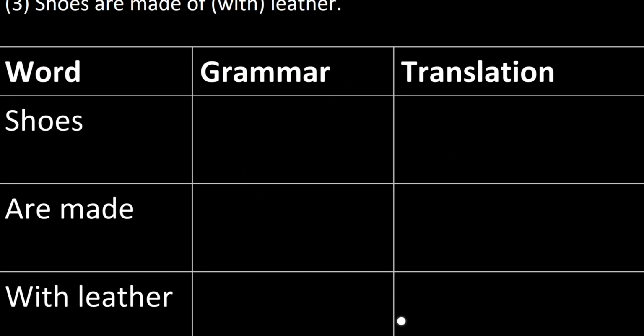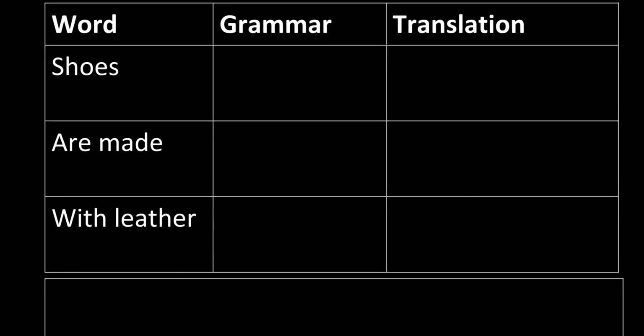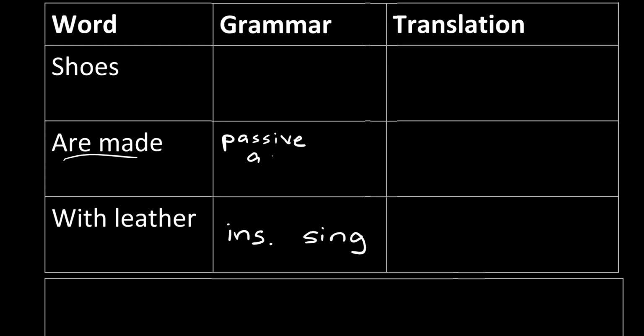So our example sentence is going to be: shoes are made of or with leather. They're showing "with" because they want you to use the instrumental case for this. So with leather, this is going to have to be instrumental singular. Shoes are made, so you know that this is some type of passive. This is going to be passive, present, not "was made." "Was made" would be perfect passive, but this is present passive.